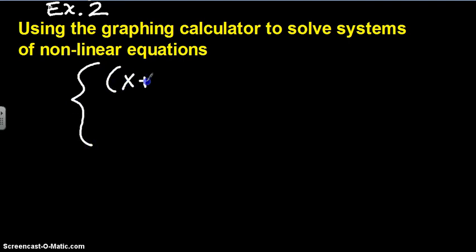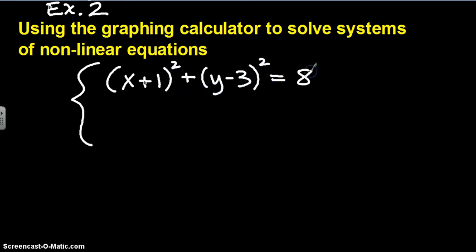is (x plus 1) squared plus (y minus 3) squared equals 8. My second equation is y plus 3 equals x squared minus 2x. You may recognize that second equation because it's just the same parabola we used in our last example.